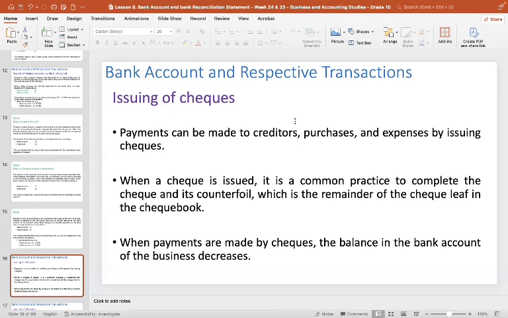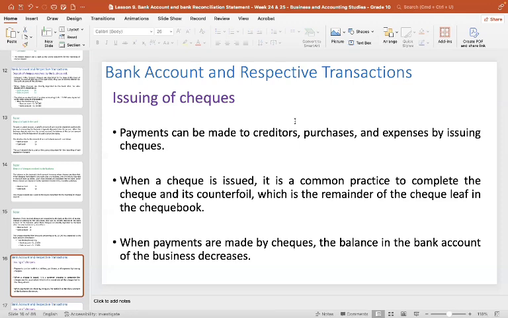But now, when businesses are evolving, they are opening bank accounts and current accounts in the banks. And when you have a current account inside the bank, you get a special benefit where you can issue checks. With these checks, you can make payments to creditors, payments for purchases, payments for other expenses like electricity bills, and many more.